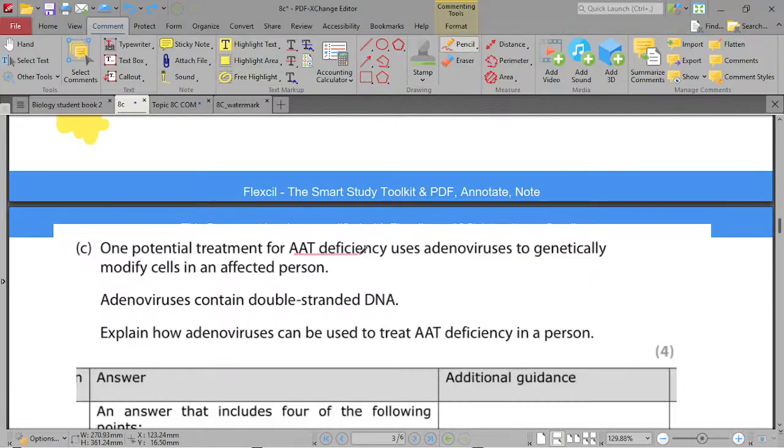One potential treatment for AAT deficiencies uses adenoviruses to genetically modify cells in an affected person. This is probably the vector though. It contains double-stranded DNA. Does that mean that it contains exons? But humans could probably remove those exons.